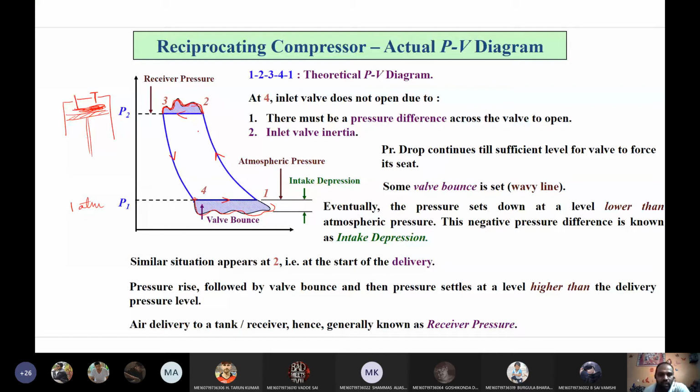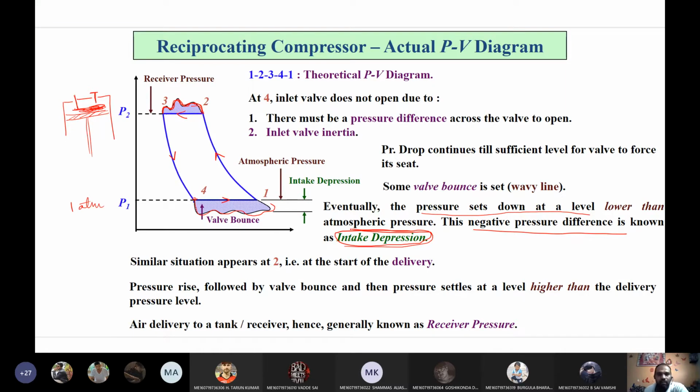Okay, now if you see, this is below the suction line, so this is below the atmosphere. We can call this intake depression. The pressure dips to a level lower than the atmospheric pressure, and this negative pressure difference is known as intake depression. In the next slide it will be more clear what this intake depression is.